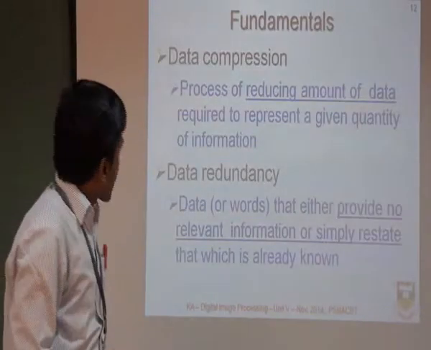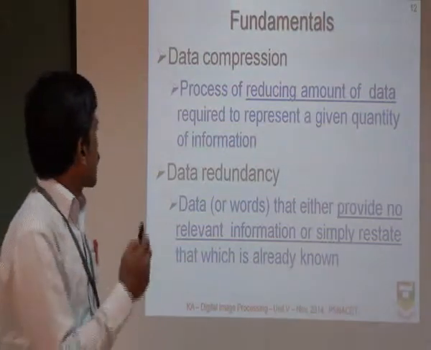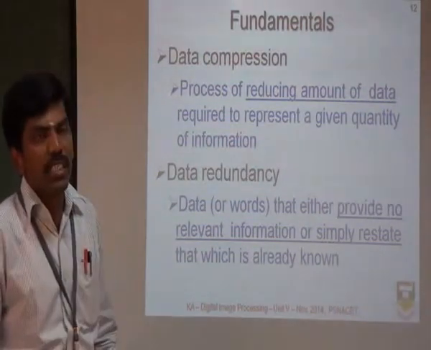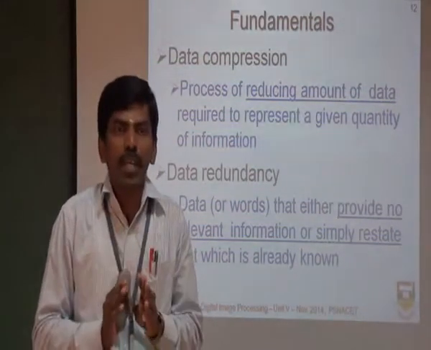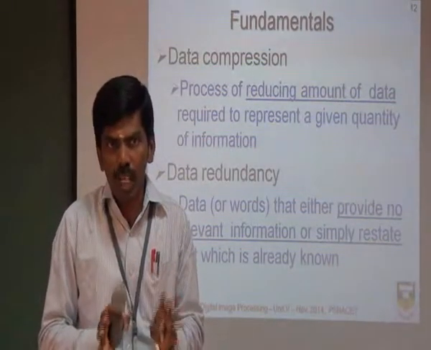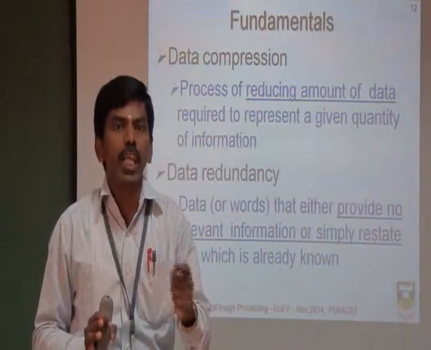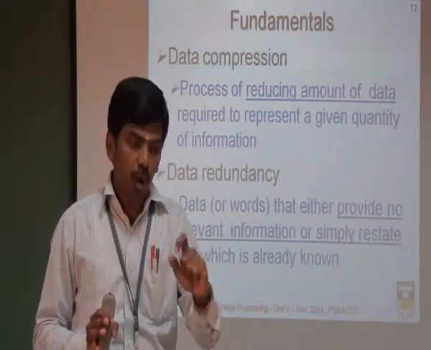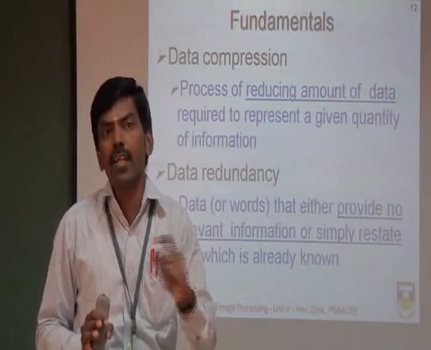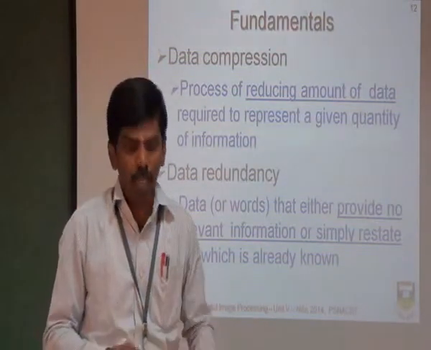So what is data compression? It is the process of reducing the amount of data required to represent a given quantity of information. That means reducing the number of bits for the corresponding image. The main point is how much we can reduce the bits used to represent any image, while keeping good quality. It should not reduce the quality, or we can tolerate some loss of quality in the image.